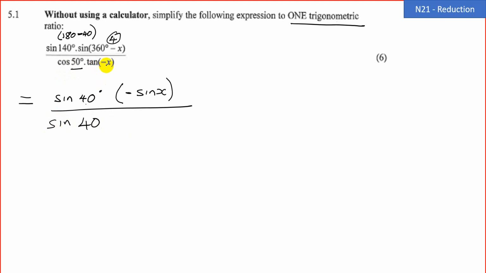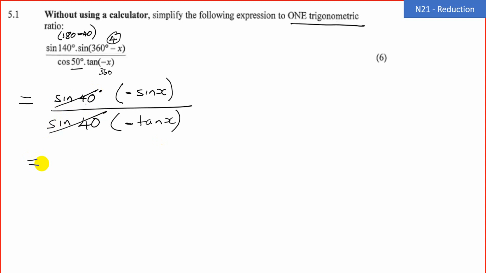And then we got tan of minus x, which is your fourth quadrant. You can say 360 minus x, taking you to fourth quadrant, and tan is negative. So we have the sine 40 and the sine 40 dividing into each other, which will give you your 1.